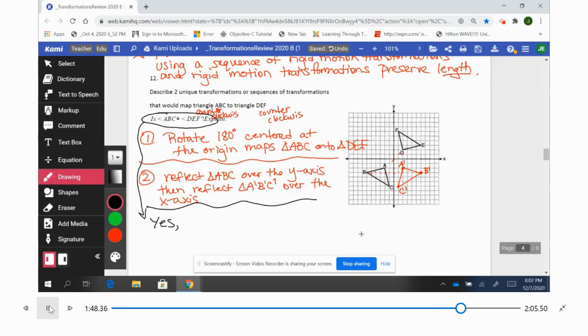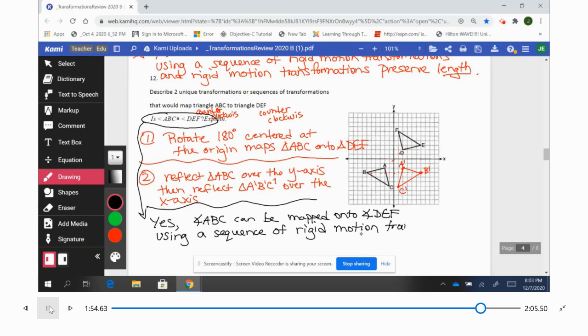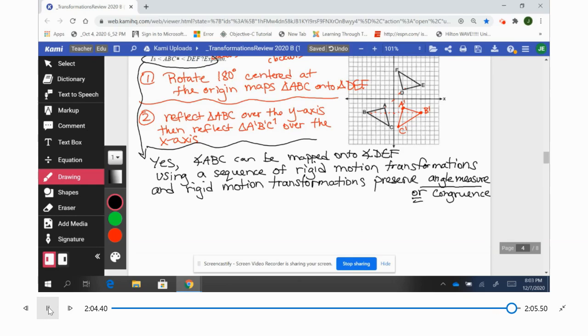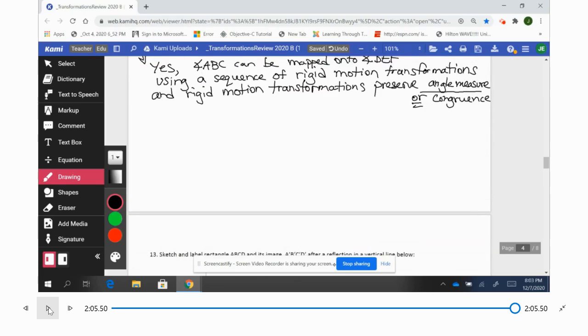So are those angles congruent? The answer is yes, because one angle can be mapped onto the other using a sequence of rigid motion transformations. Then just finish it by saying rigid motion transformations preserve. You could say angle measure, or you could say congruence. Doesn't matter, pick one. And that's it for page 4.